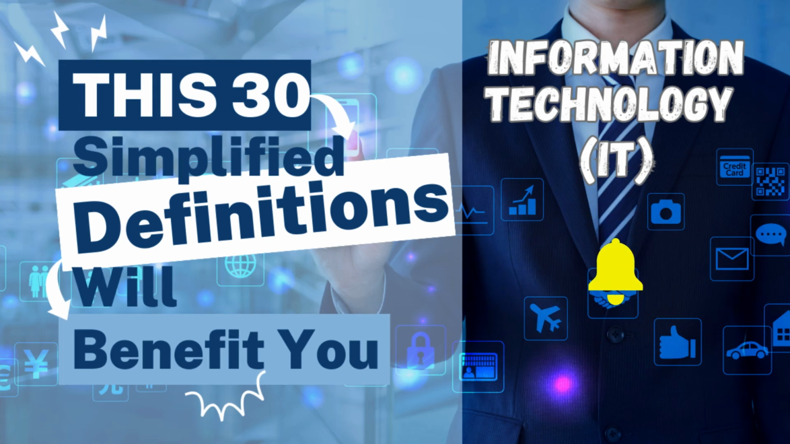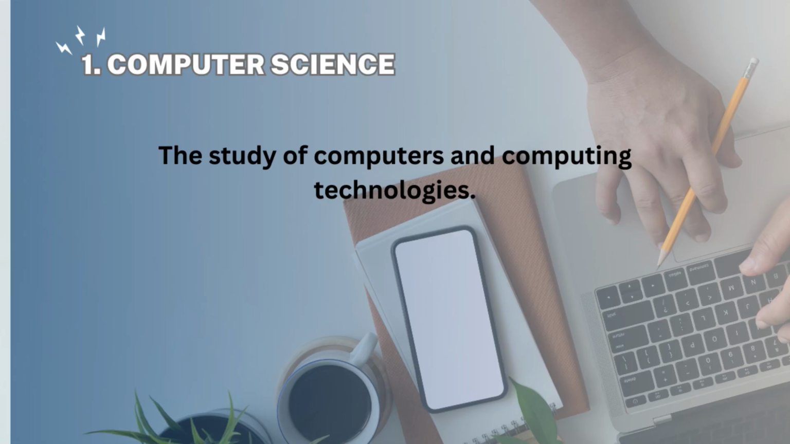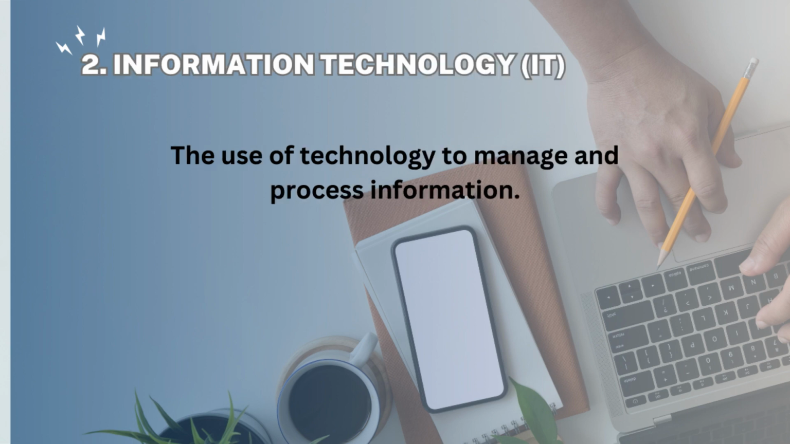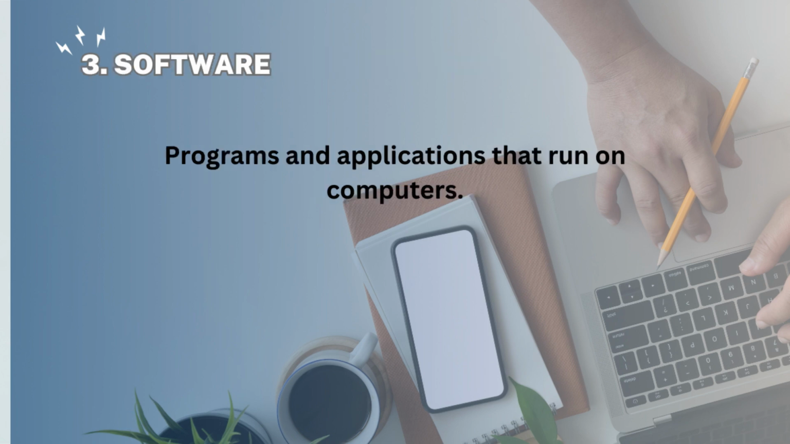These 30 simplified information technology definitions will benefit you. Computer science. The study of computers and computing technologies. Information technology, IT. The use of technology to manage and process information. Software. Programs and applications that run on computers.